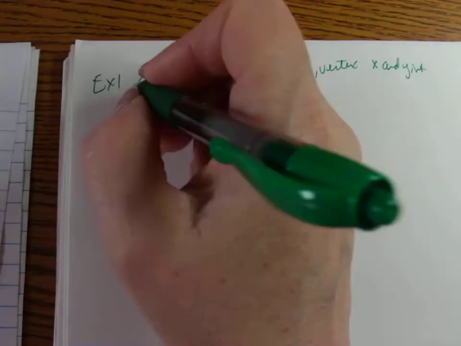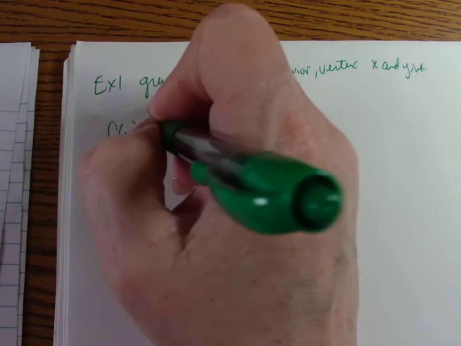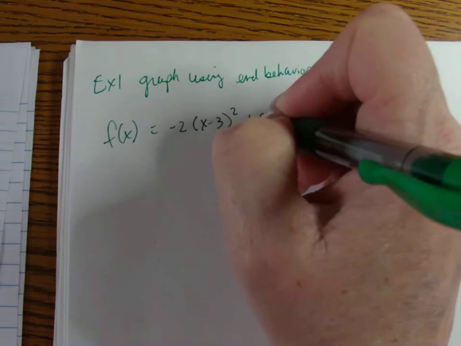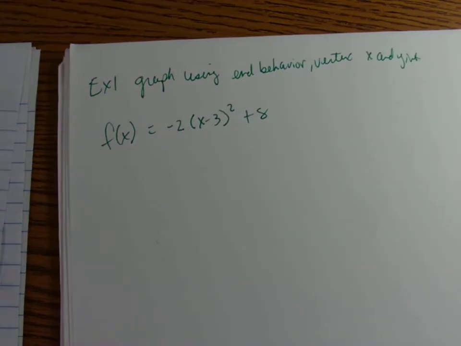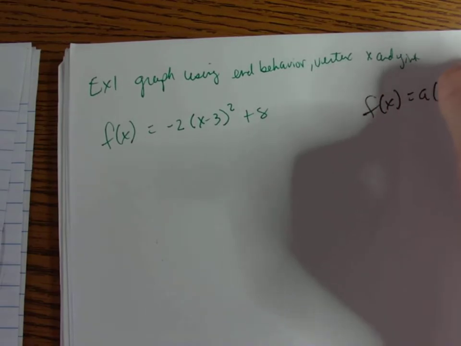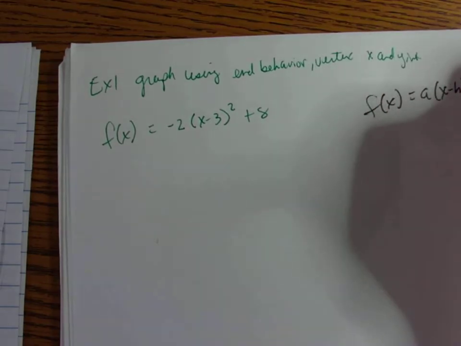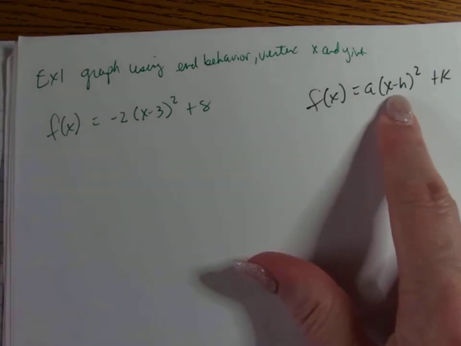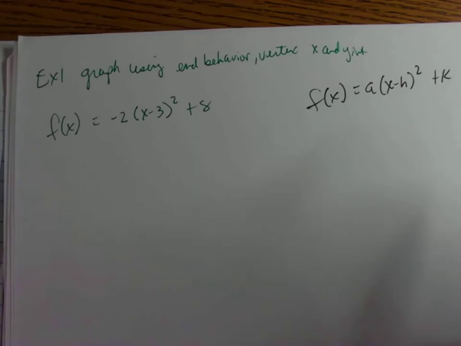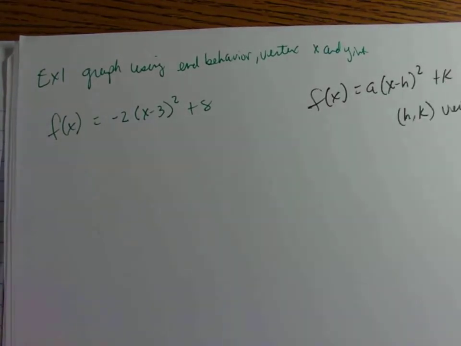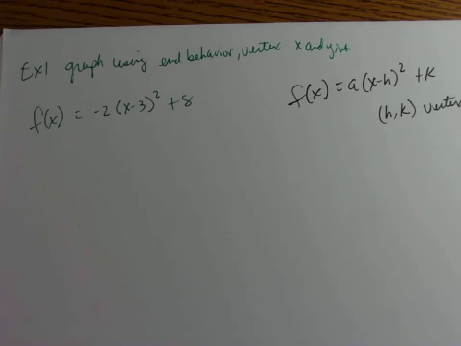All right, so our first problem is going to be f of x equals negative 2 times (x minus 3) squared plus 8. Now what we need to do first off is recognize the format. So this is f of x equal to a times (x minus h) squared plus k. So we are looking at our vertex being (h, k), because of the format of our equation. So that will be our vertex.